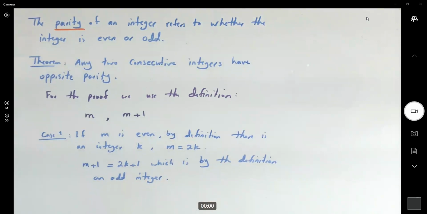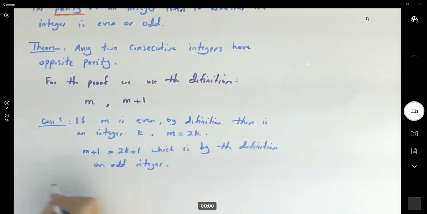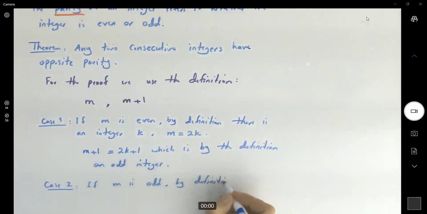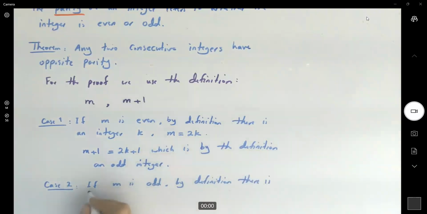The second case, now switch this. If m is odd, by definition, there is an integer, you definitely can find one, like k, such that m is equal to 2k plus 1. All right.